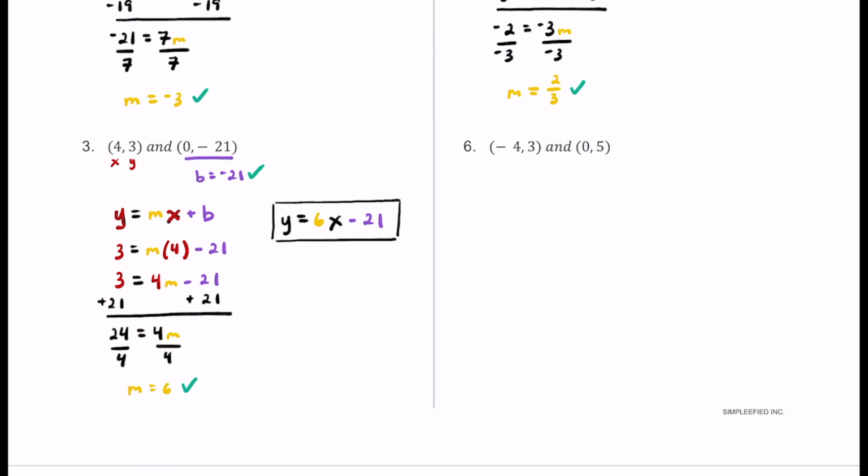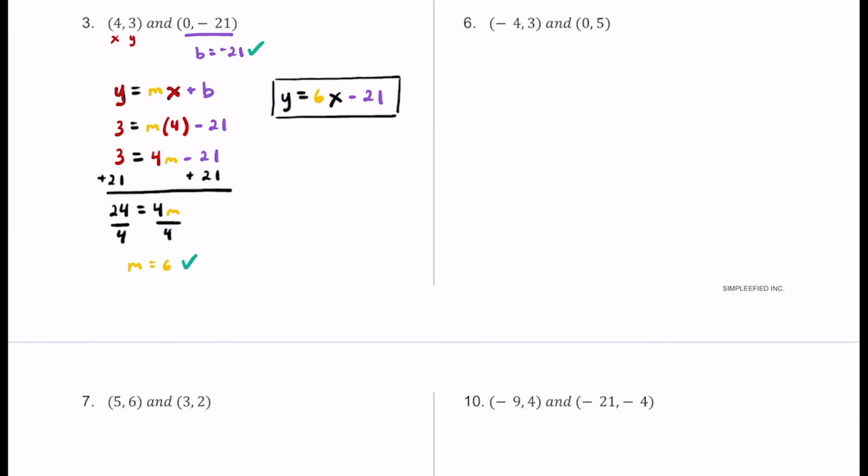For number 6, we have the points negative 4, 3 and 0, 5. And this 0, 5 is our nice free point. We know b is equal to 5. Okay, we can consider this as our x and this as our y. And let's give this one a try. So what's the skeleton we're looking at? Here it is. We have our y equals mx plus b. So hopefully you're getting used to that. We have x and y. So let's go ahead and substitute those in.